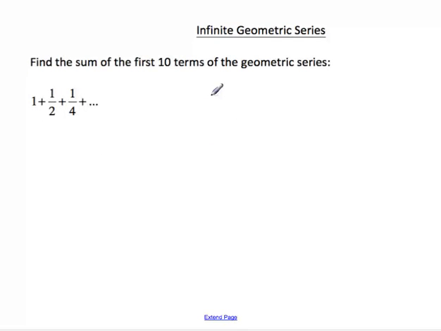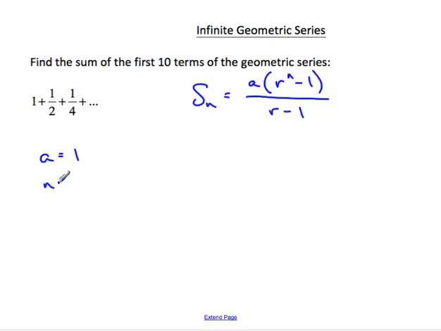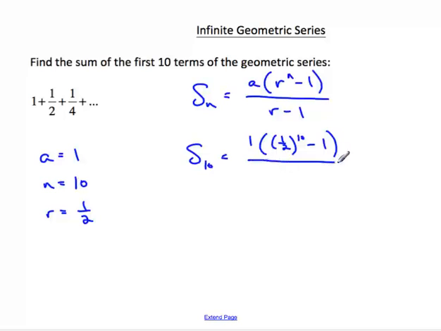So we know from previously that the sum of a geometric series is equal to the first term times the ratio to the power of the number of terms minus 1, all over the ratio minus 1. And in this case, the first term is 1. We're asked to find the sum of 10 terms, and the ratio is a half. So if we plug that in, the sum of the first 10 terms is equal to 1 times a half to the power of 10 minus 1 over a half minus 1.